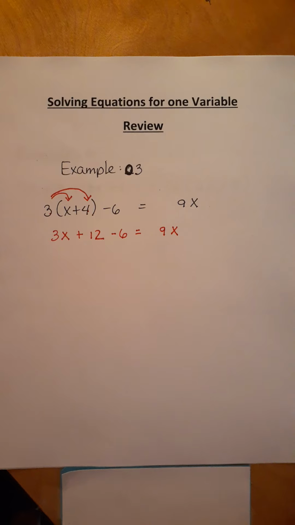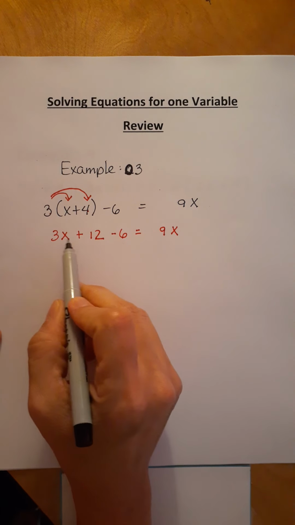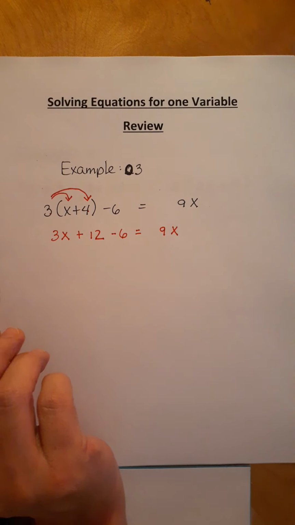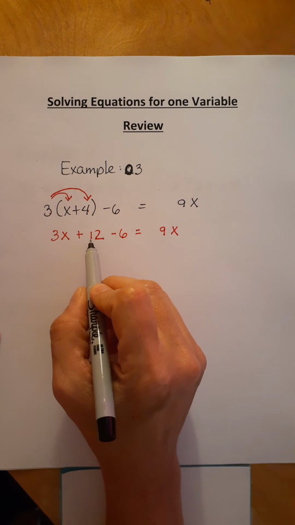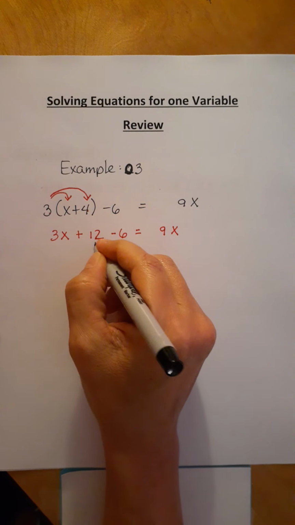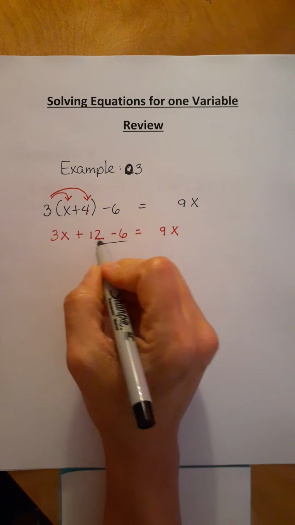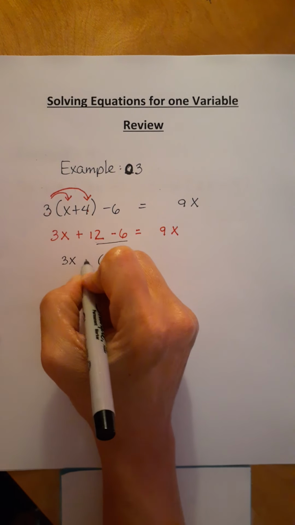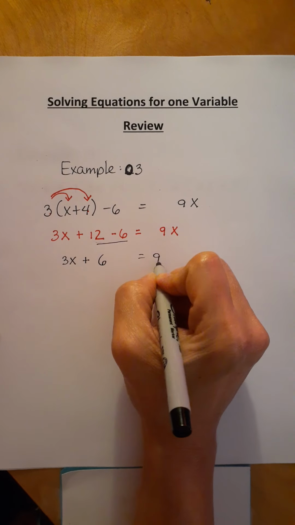Now we're going to continue from here. What are my like terms? I have a 3x here, and I don't have another x on this side of the equation, so I'm going to leave it alone for now. Then I'm going to look at 12. Do I have a number I could add or subtract it to this? And yes, it's minus 6. So 12 minus 6 is 6. 3x plus 6 equals 9x.